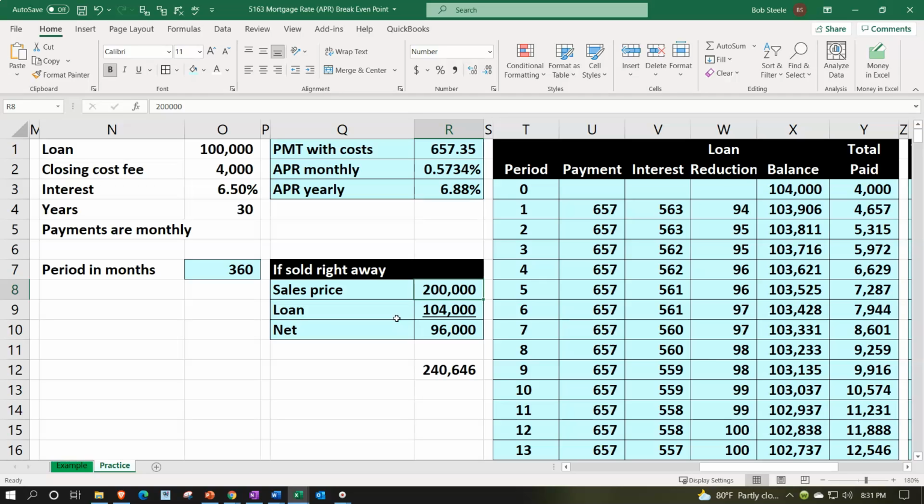If, on the other hand, I expect to have this thing forever, for 30 years and so on, and that's my home, then you're generally going to be okay with the APR. The lower APR is generally the place to be.